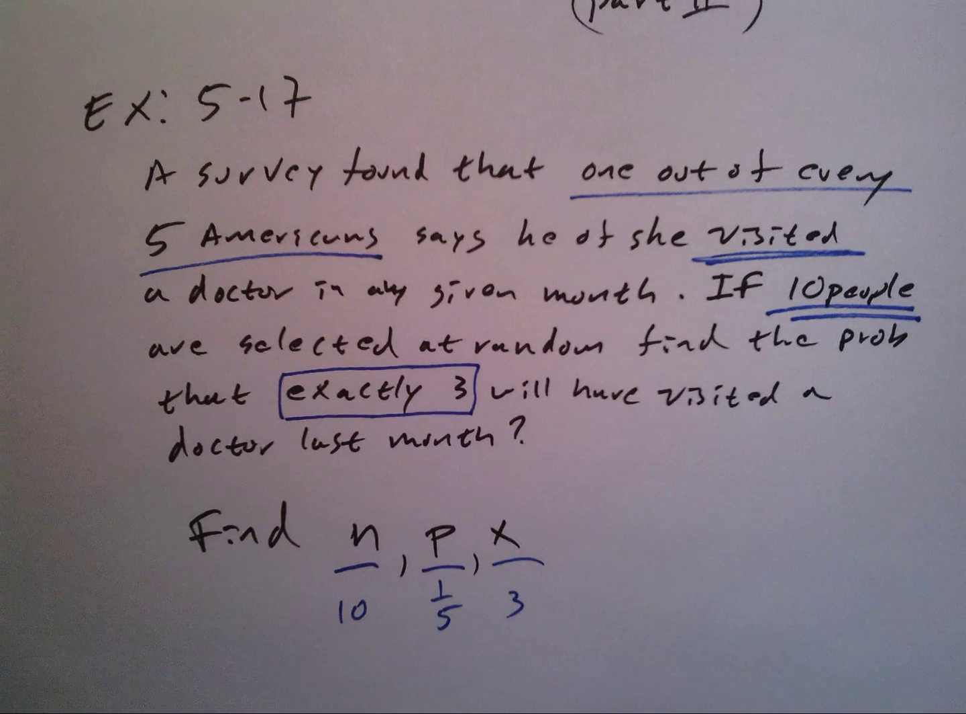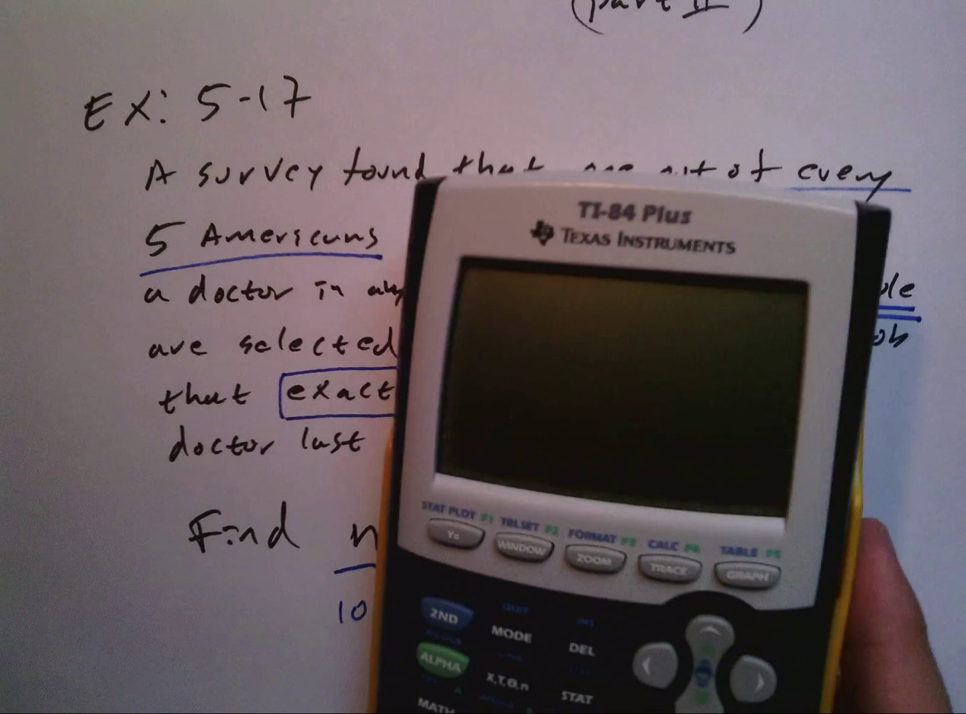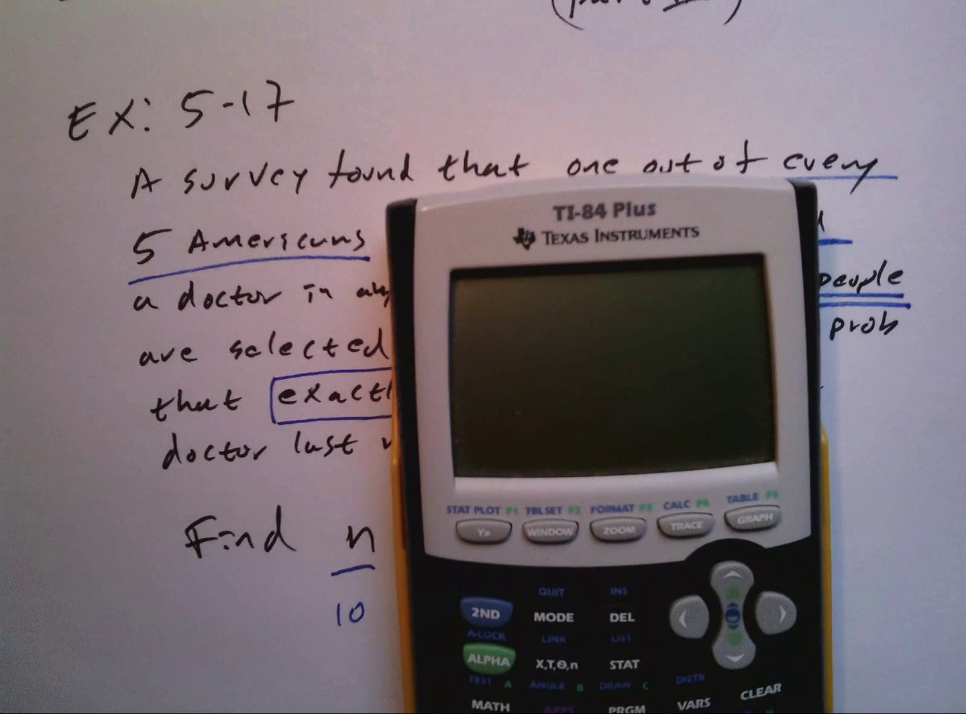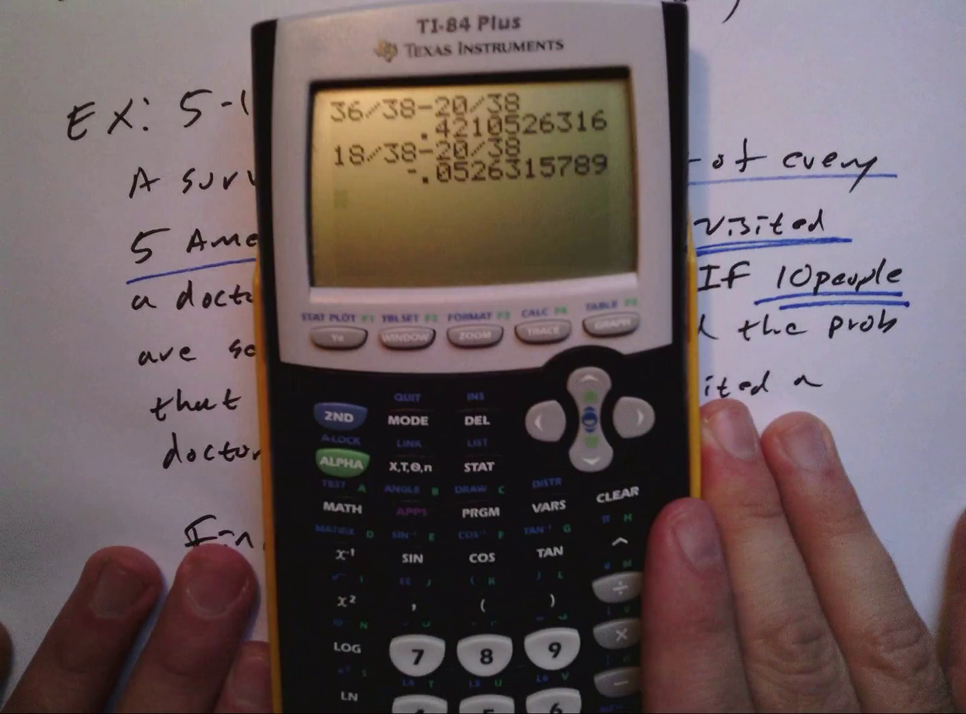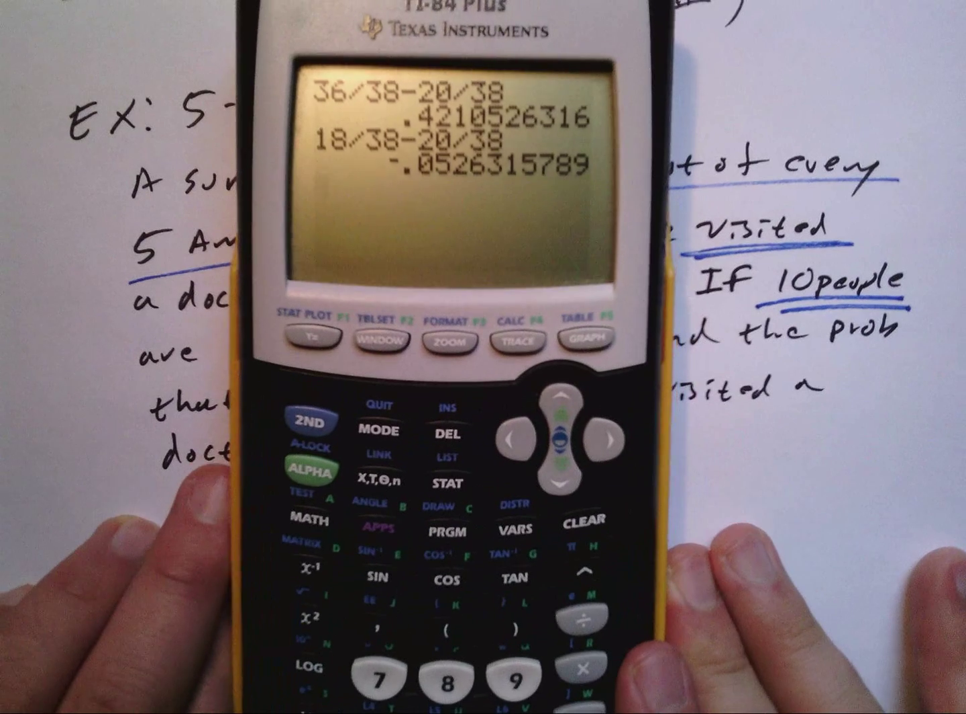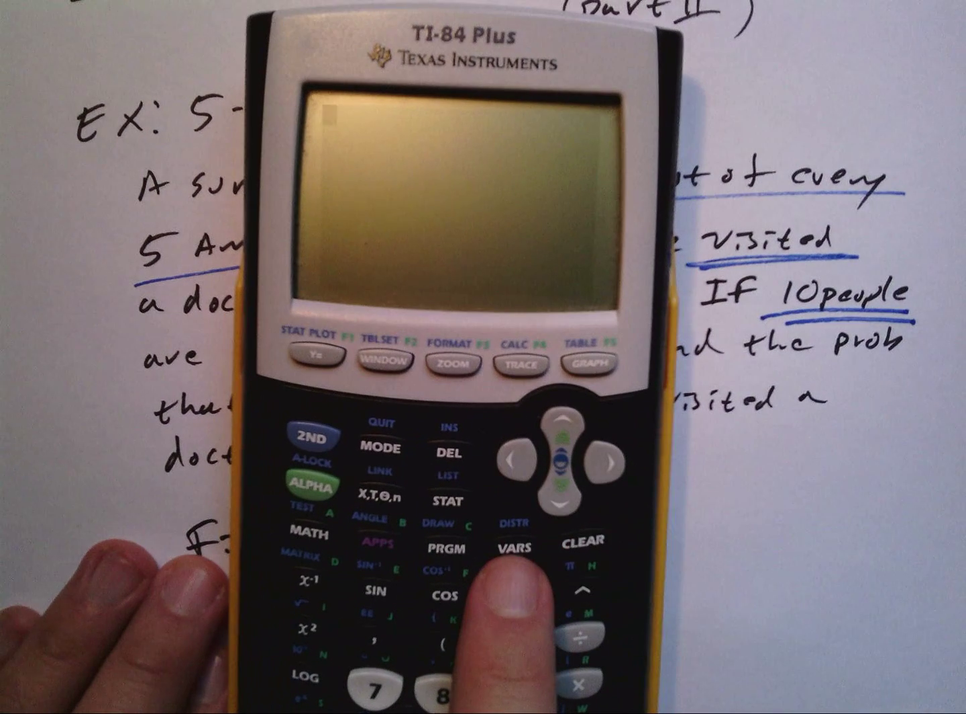Alright, so we're going to use the calculator as promised. n is 10, p is 1/5 or 20%, and x is 3. On an older style calculator, alright, we're going to go to distributions.